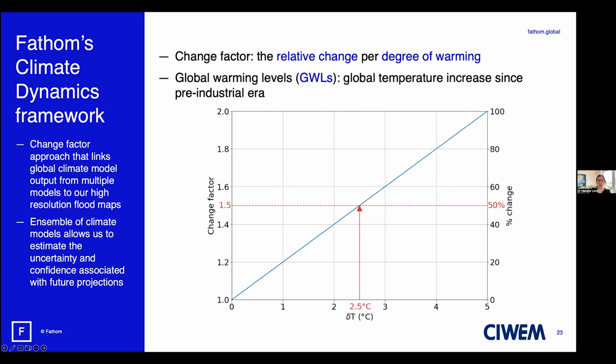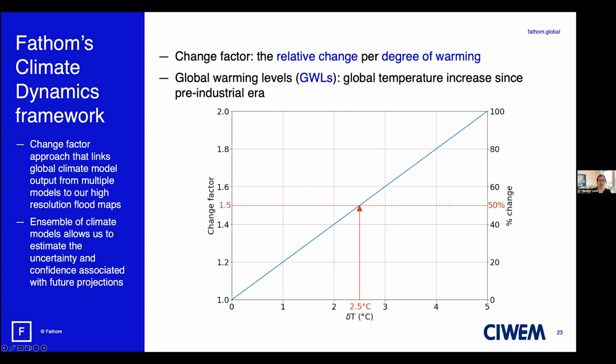So in the first CIWEM webinar that we gave in October, we talked about some of the methods that can be used to link data from global climate models to flood models. And one of these methods was the use of change factors. And this involves using the relative changes from the climate models to update our historical baseline data, and allows us to link the output from relatively coarse resolution global climate models to our high resolution flood maps. We calculate the change factors for different global warming levels, which Nans has referred to earlier, to give us full flexibility in which emission scenarios and in which future time periods we can produce flood hazard data for.